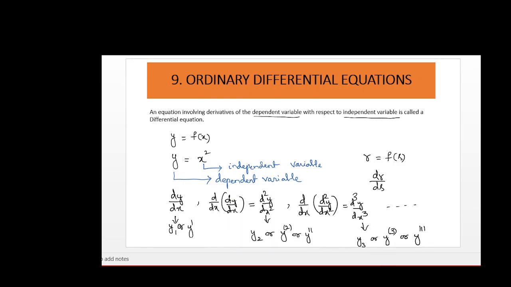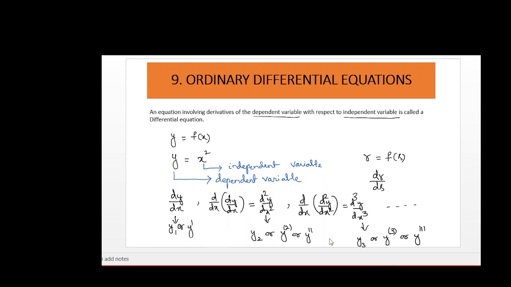So I can denote dy by dx as y1 or y dash, and similarly d square y by dx square as y2 or y double dash also. Different textbooks follow different notations, so don't get confused. Even in the NCERT textbook, sometimes they use d square y by dx square or y double dash. Let's see those things in the exercise problems.